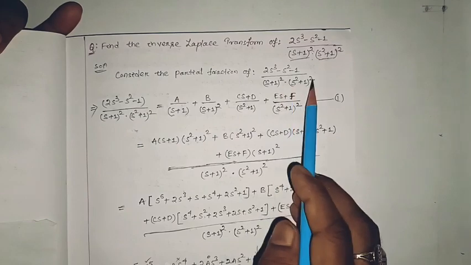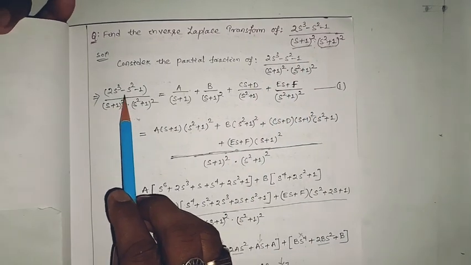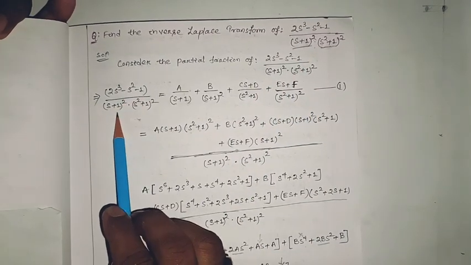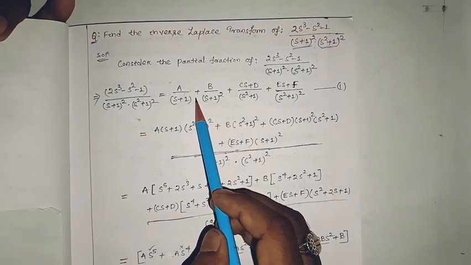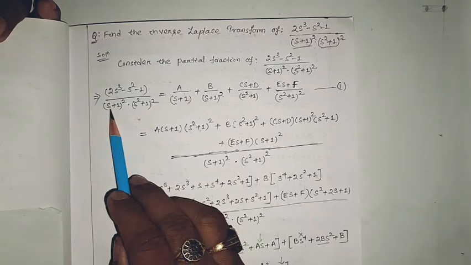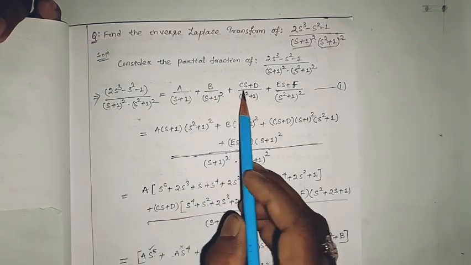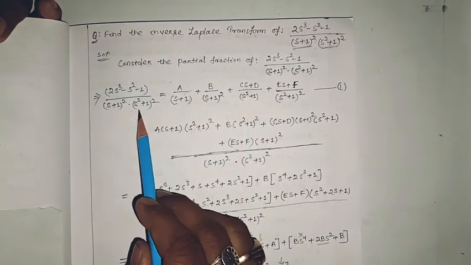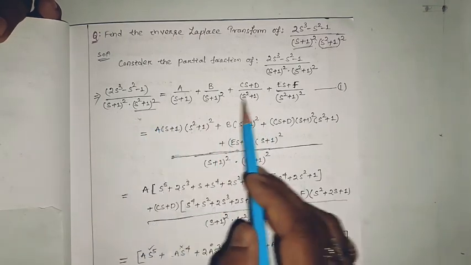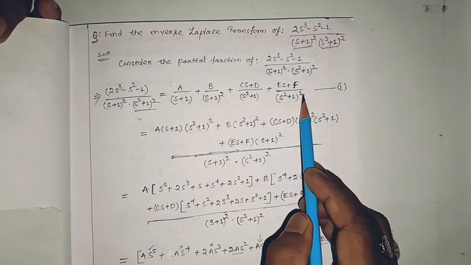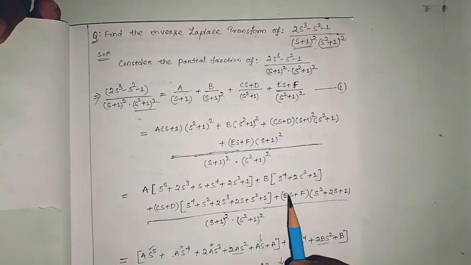Now consider the partial fraction of this one, (2s square minus s minus 1) by (s plus 1) whole square into (s square plus 1) whole square. First we are going to consider type 2, linear repeated: a by (s plus 1) plus b by (s plus 1) square. Then we have to consider repeated quadratic: (cs plus d) by (s square plus 1) plus (es plus f) by (s square plus 1) whole square. Let this be equation number 1.